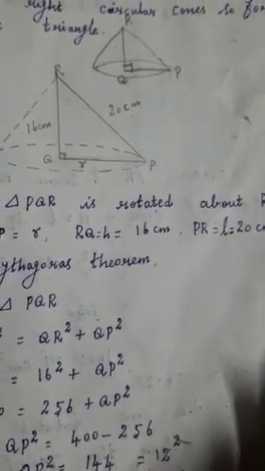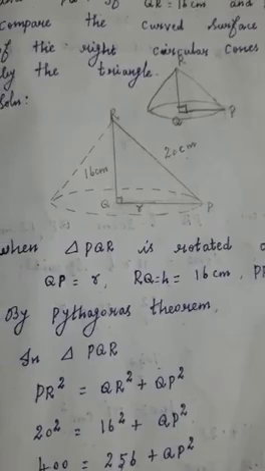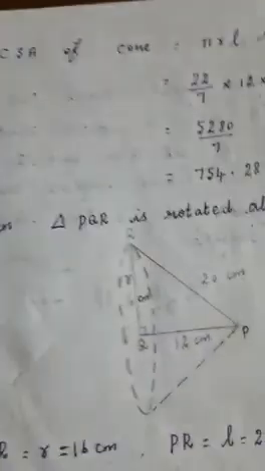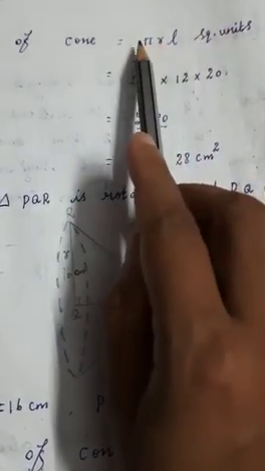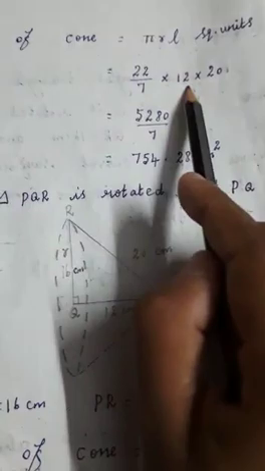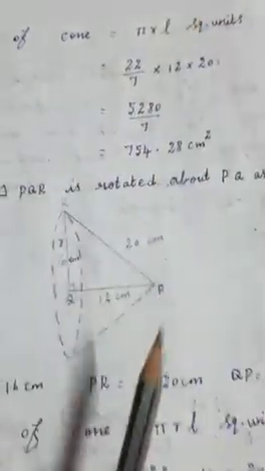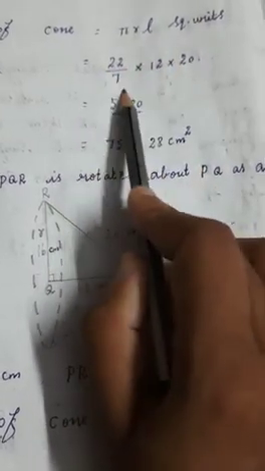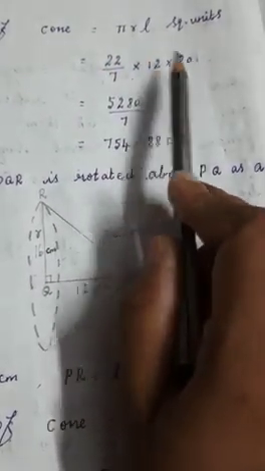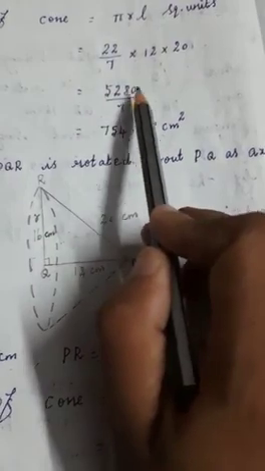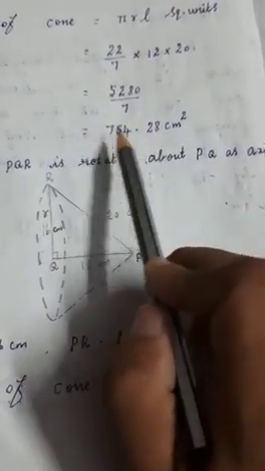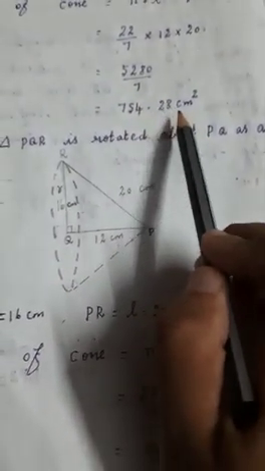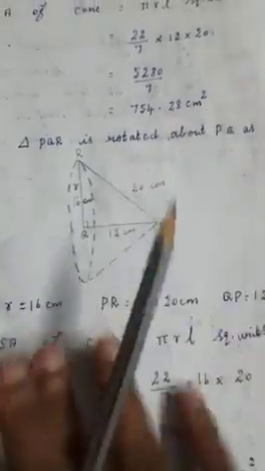Now can you apply that and find out the CSA? So CSA of a cone is equal to pi RL square units. Here pi value is 22/7. R means radius, now only we found it, that is 12, into L slant height, you know that is 20. So now multiply and then divide with 7. So 22 into 12 into 20, if you multiply you can get 5280 divided by 7. If you divide you can get 754.28 centimeter square.